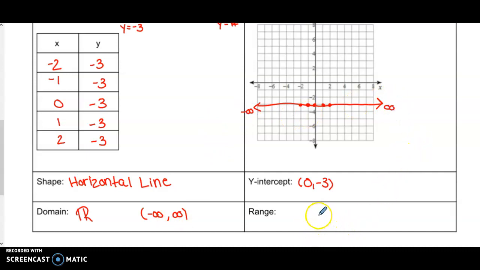All right, range is y values. So if you look here, we only hit one y value. That is -3. So in set notation, we would say all y values such that y is equal to -3. All right, that's the only one it hits. Or if you like interval notation, since it only hits the number -3 and nothing else, we would put brackets around the -3.